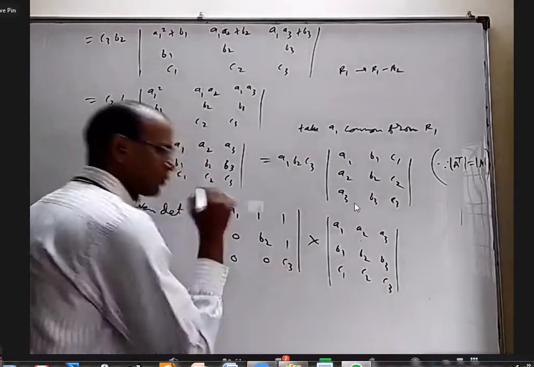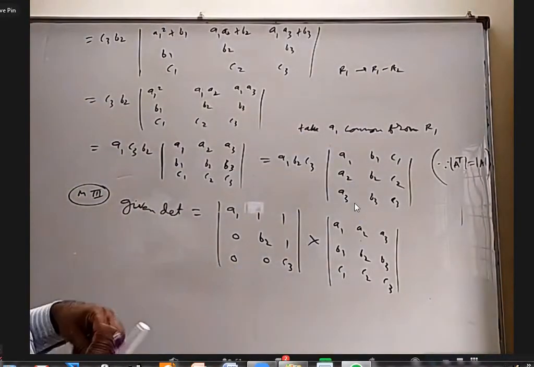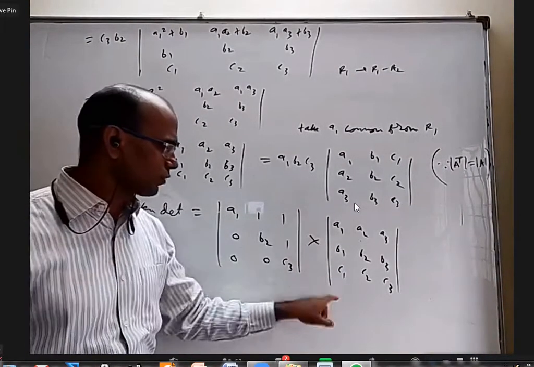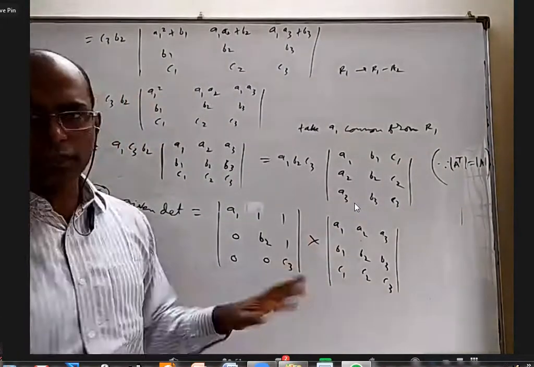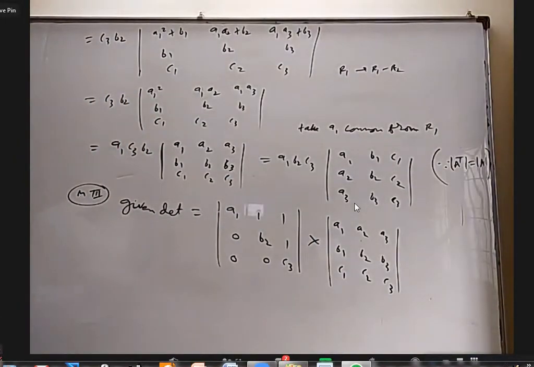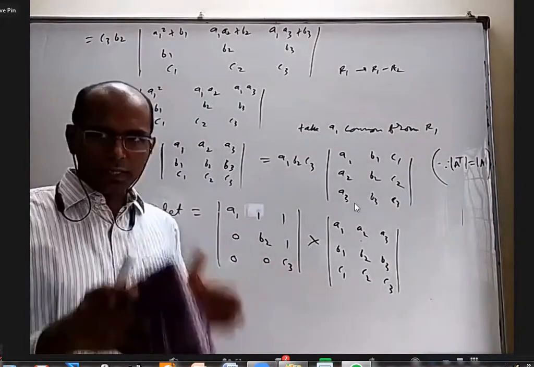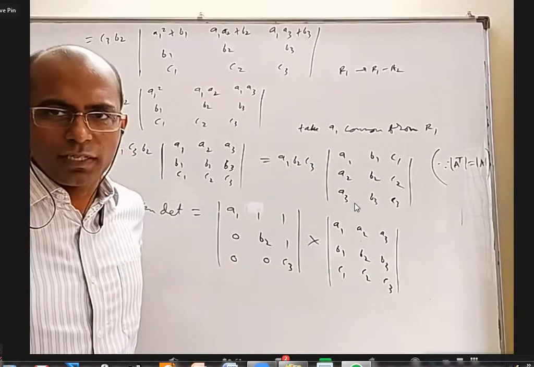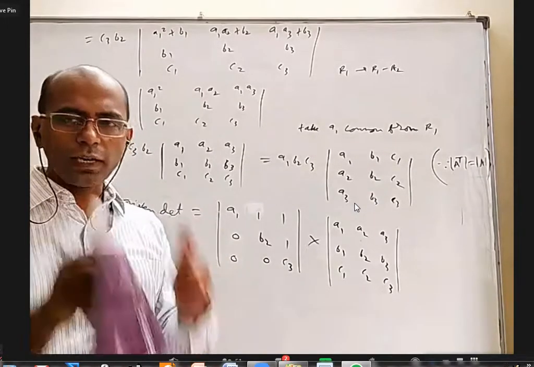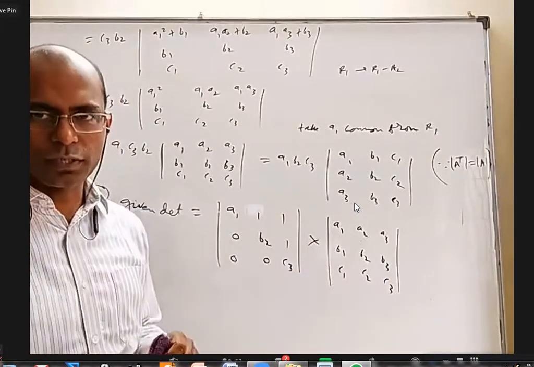0, 0, C3. Yes. Now we can see first row into first column is the given element, first row into second one, first row into third one, similarly everything will match. See, this is a big determinant. I don't want to write so many steps. This is the reason in the multiplication of matrices I spent enough time on how to write a big matrix as a product of two matrices.